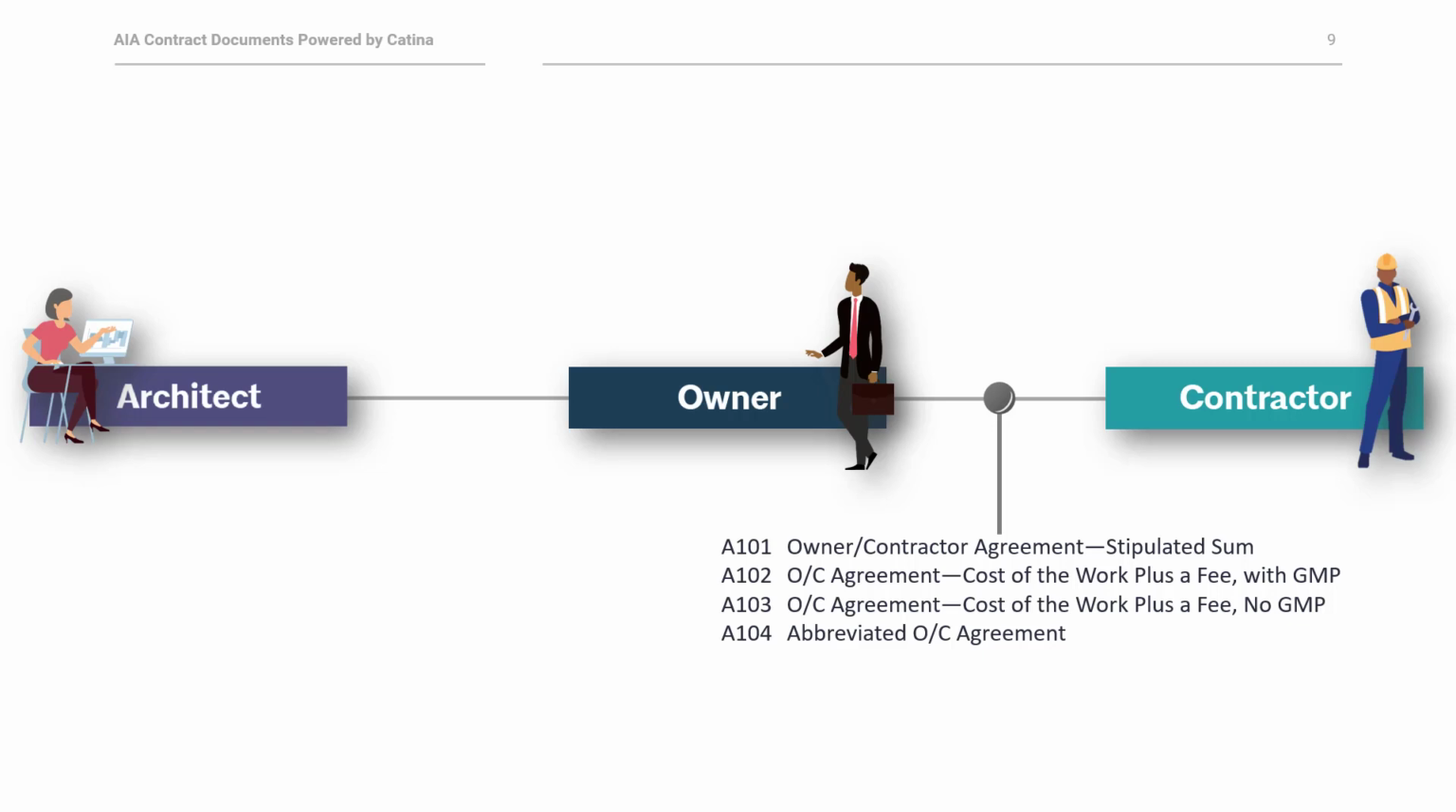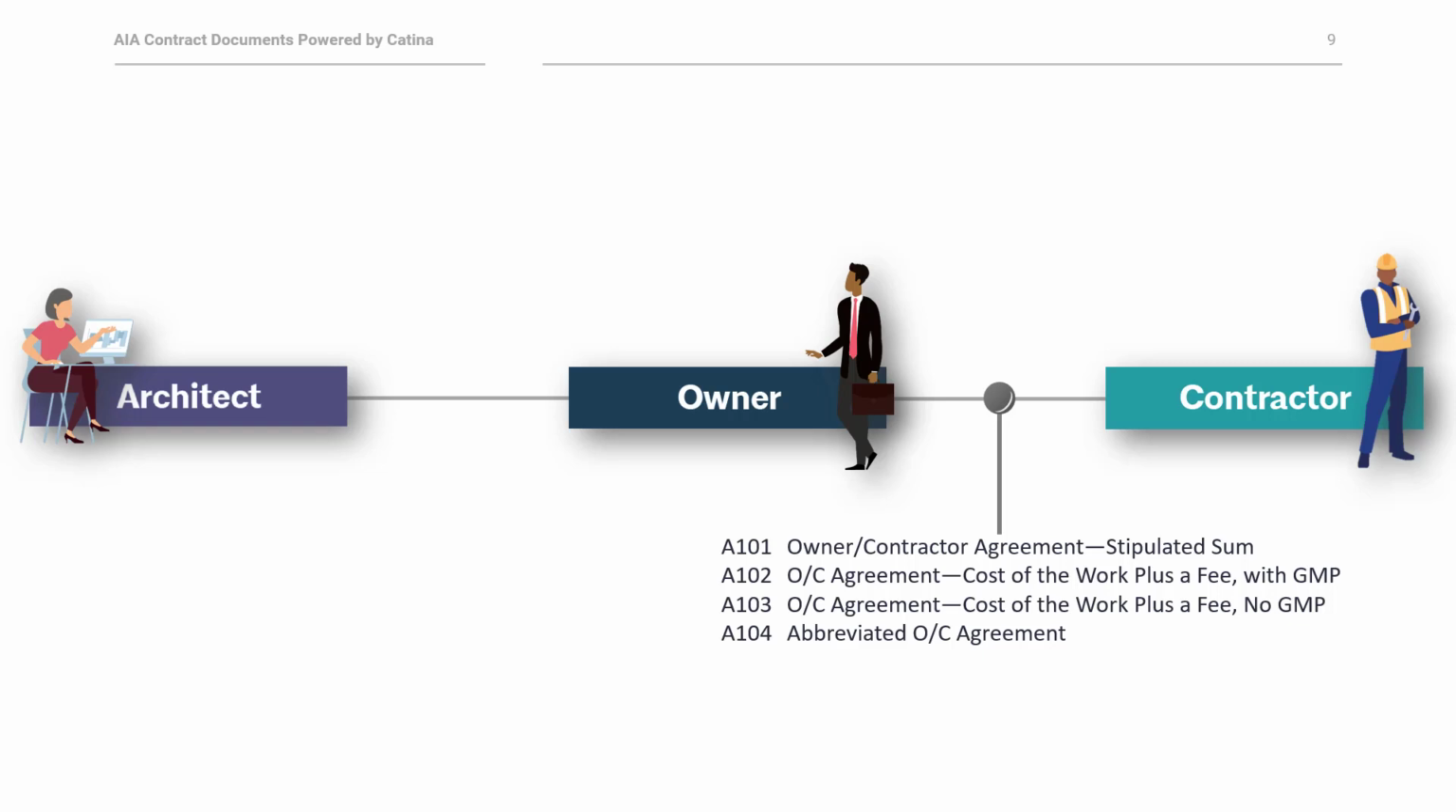The A102 and the A103 are the cost of work contracts, or a cost plus pay structure. What this means is that the basis of payment is the cost of work plus a fee. So the cost of work may not be known up front, but you determine what that is, and then there's some sort of agreed upon fee. The difference is the A102 includes a guaranteed maximum price, which is the GMP. If you don't want a guaranteed maximum price, so no price ceiling, sky's the limit, you can work with the A103. Then the A104 is going to be the abbreviated owner-contractor agreement.